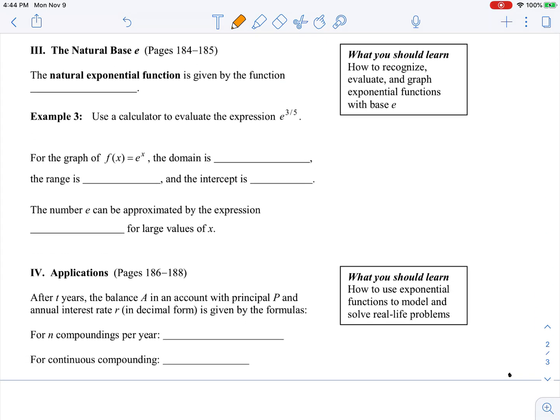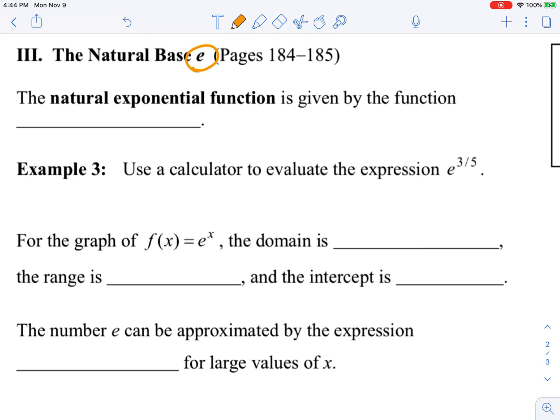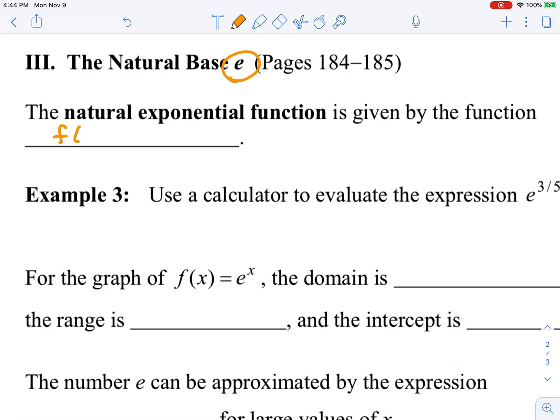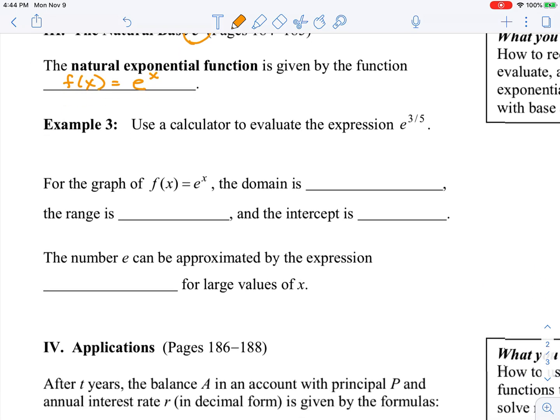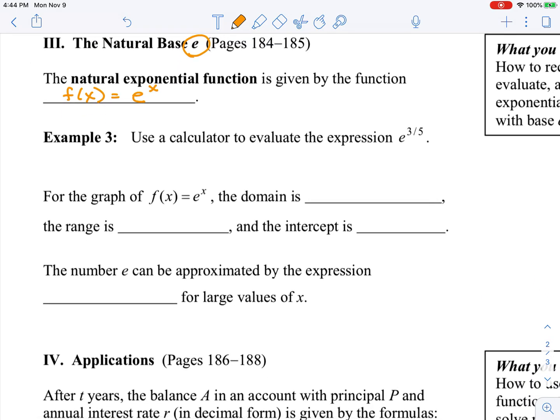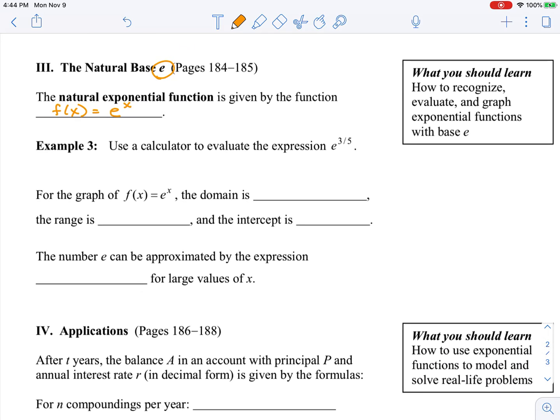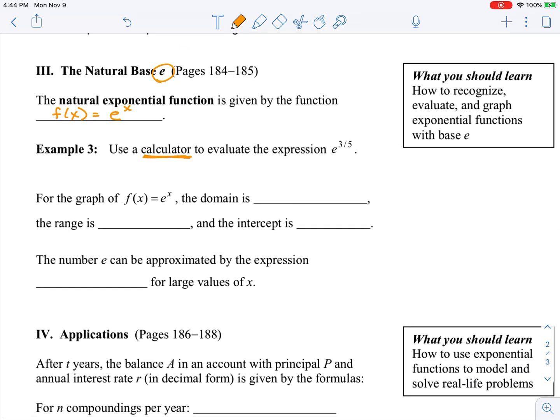Okay. So now let's talk about the natural base e. Remember, e is our natural number, and the natural exponential function is given by the function f of x equals e to the x. Our x is still in the exponent, but our base is now the natural number. And in order to put this in the calculator, I just want to make sure that you know how to put it in a calculator. You're actually going to use your second key, and right to the left of your calculator, it's the third one up from the bottom, you're going to use your LN key.